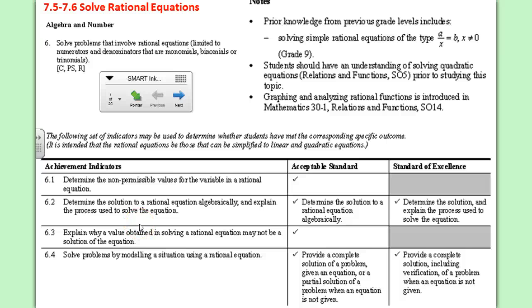This is going to be two sections. In part one, we are going to consider determining non-permissible values, and we're going to talk about determining the solution to a rational equation algebraically. The other part of your skills is explaining why a value obtained in solving may not be the solution to the equation, so that idea of extraneous roots. In part B, we're going to take our skills and solve some real problems.